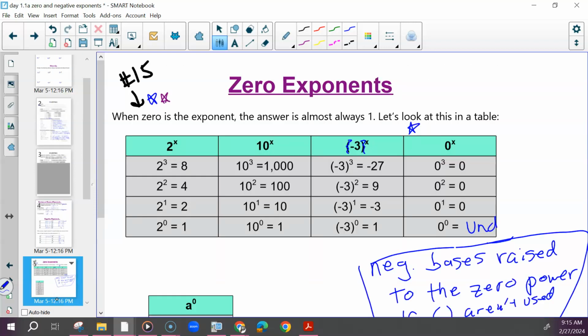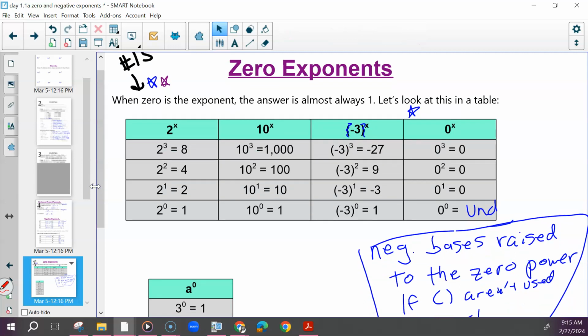So we talked about the negative exponent rule. Now we're going to talk about the 0 exponent rule. And this is the rule. When 0 is the exponent, the answer is almost always 1. I'm just going to show you some examples where that's not the case. So if this is the rule, the answer should always be 1.